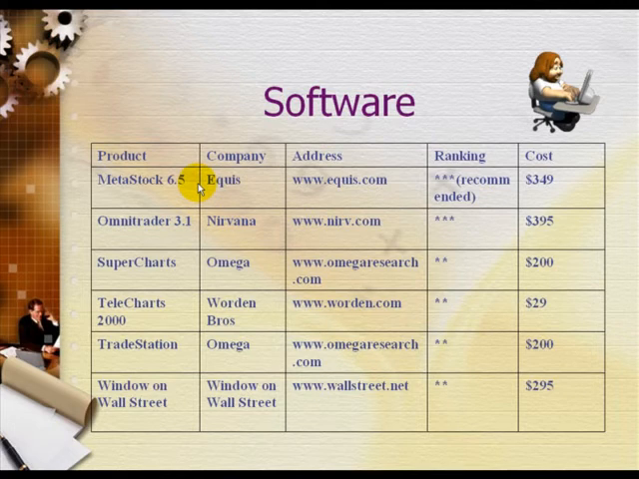I tend to find Metastock the best value for money. Omnitrade is good in that it gives you a lot of different signals together. These costs are just indicative at the time of when I wrote this. Supercharts, Telecharts, TradeStation, and so forth. Do try the demos on all of them. That's probably the best way to go.